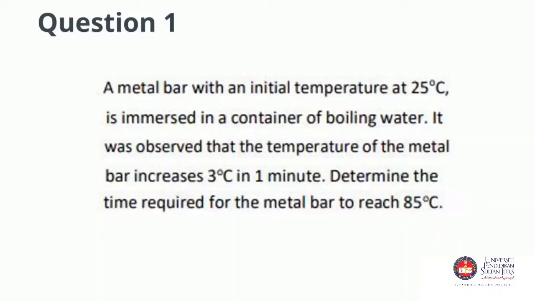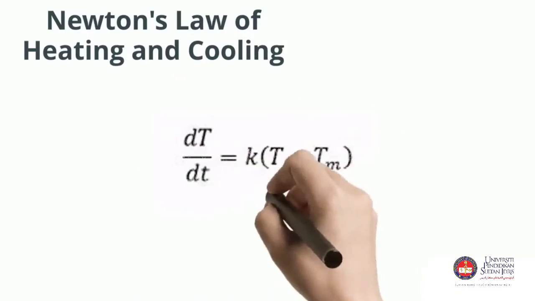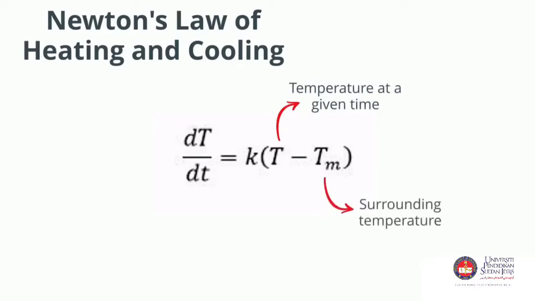So, from there, we know that it is about Newton's law of heating and cooling. We use the equation dT/dt equal to k times (T minus Tm), where T is the temperature of a body at any time, Tm is the constant temperature of the surrounding medium, and dT/dt is the rate at which the body cools.